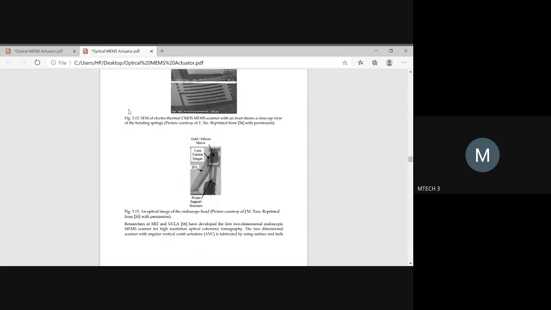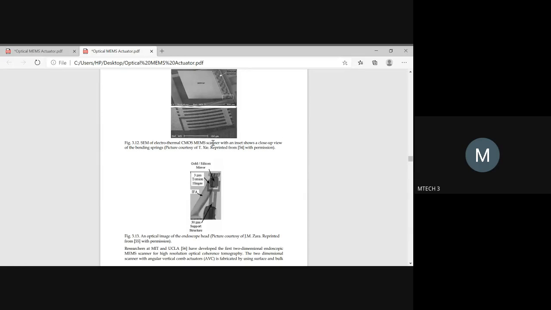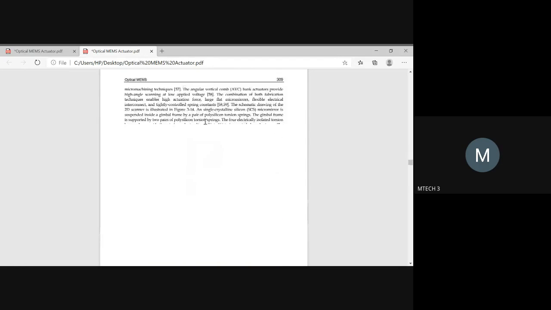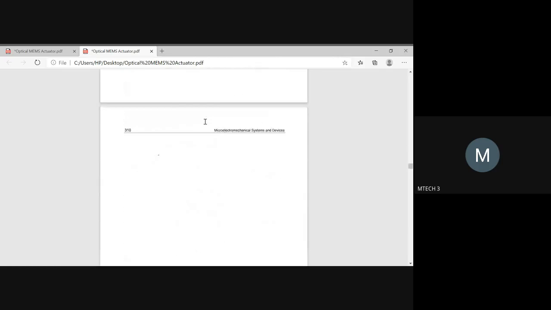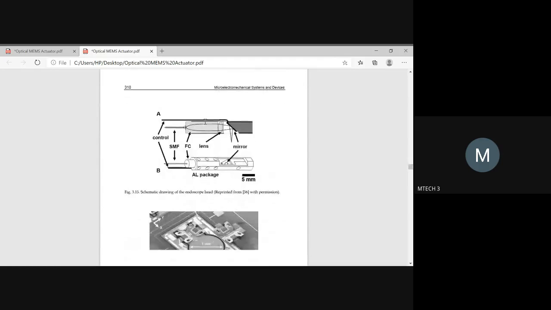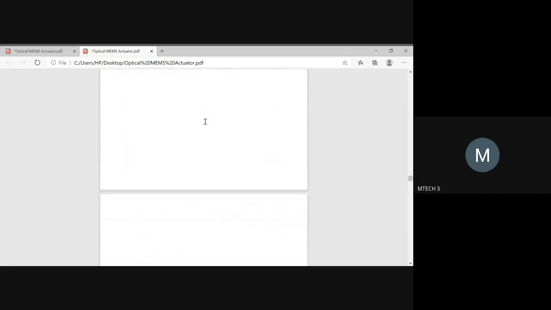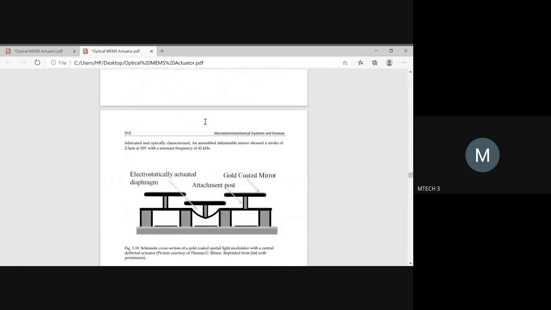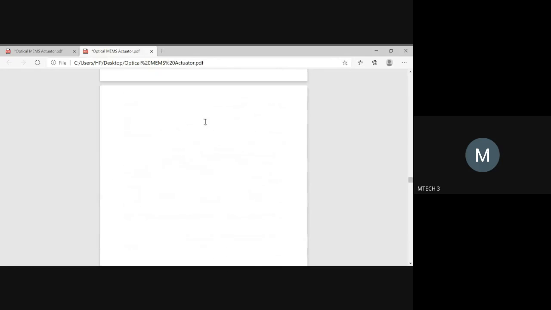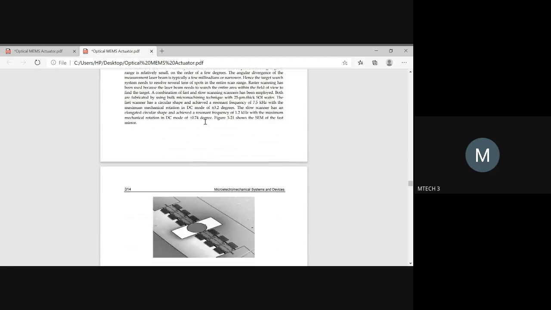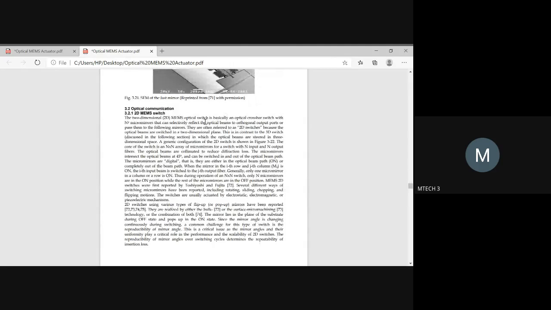And they have taken the morphology of the MEMS scanner as well for your understanding. So it is a very well in-depth explained paper on optical MEMS. So you can go through it comfortably and grab the required data, prepare some notes for your reference and keep it ready.